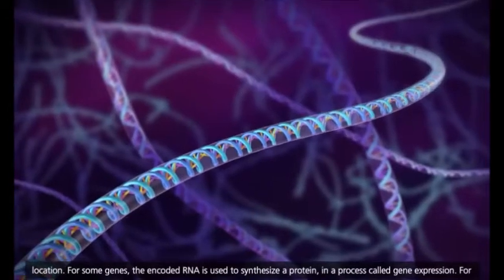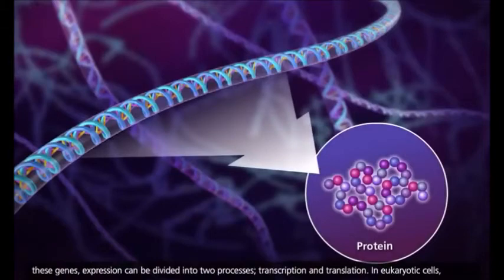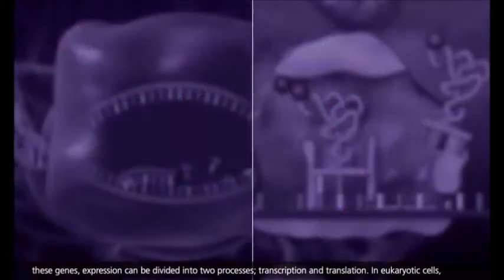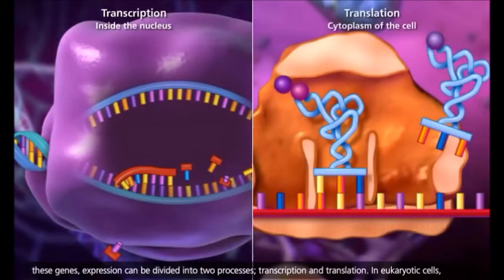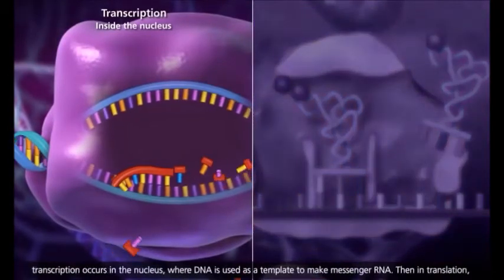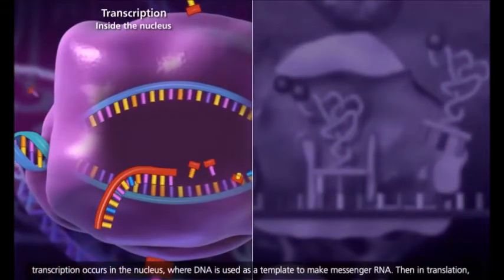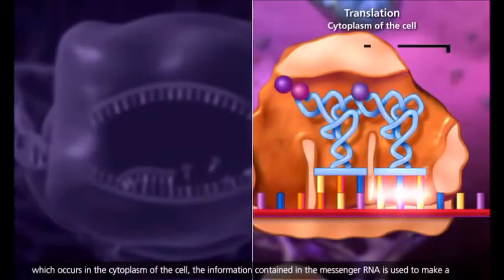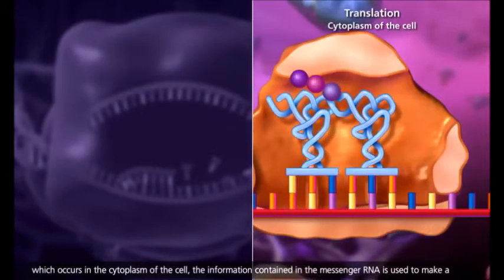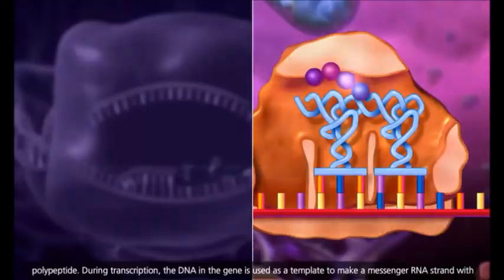For some genes, the encoded RNA is used to synthesize a protein in a process called gene expression. For these genes, expression can be divided into two processes: transcription and translation. In eukaryotic cells, transcription occurs in the nucleus, where DNA is used as a template to make messenger RNA. Then in translation, which occurs in the cytoplasm of the cell, the information contained in the messenger RNA is used to make a polypeptide.